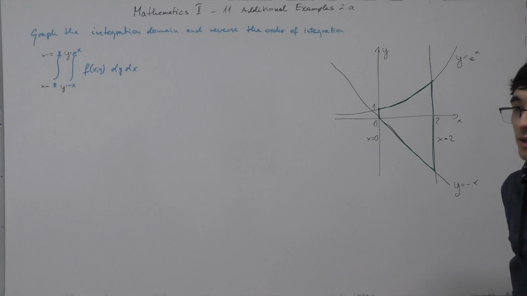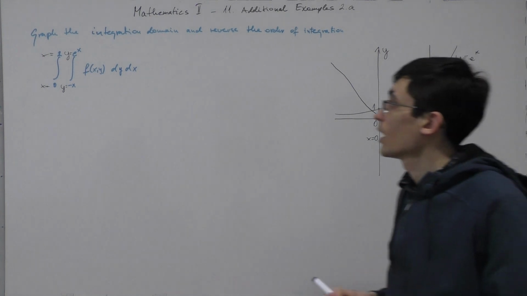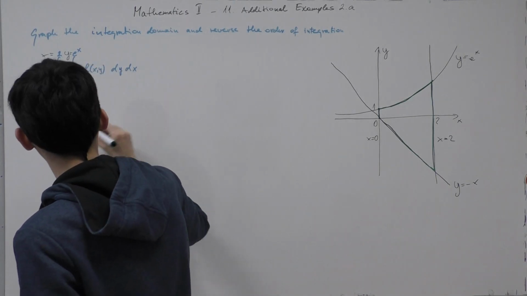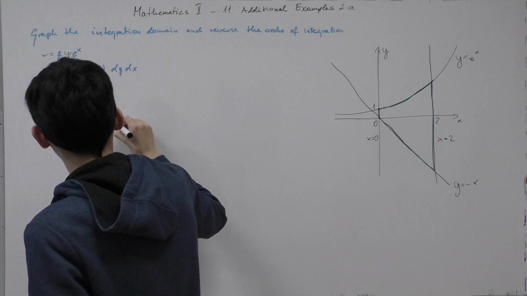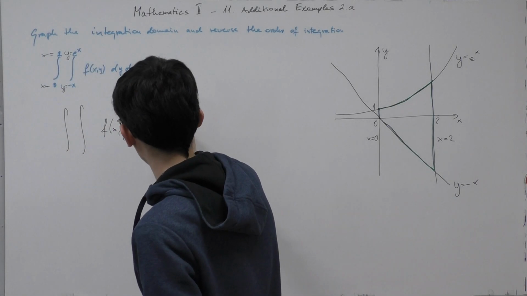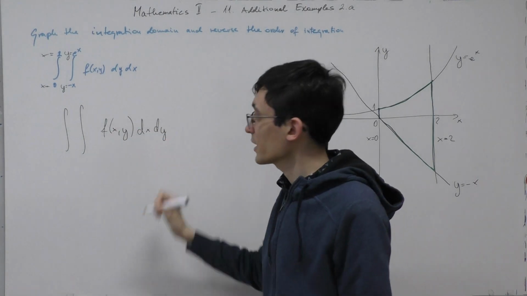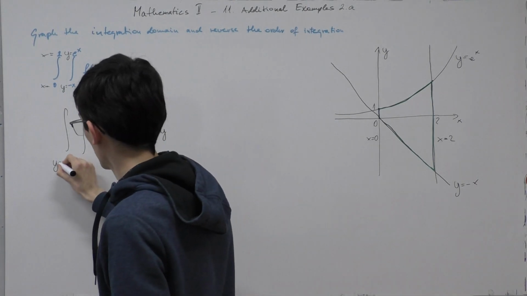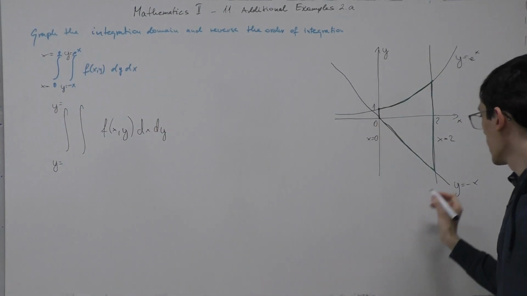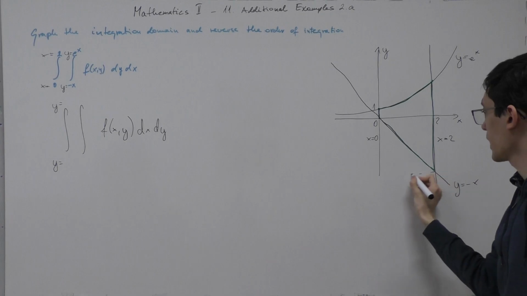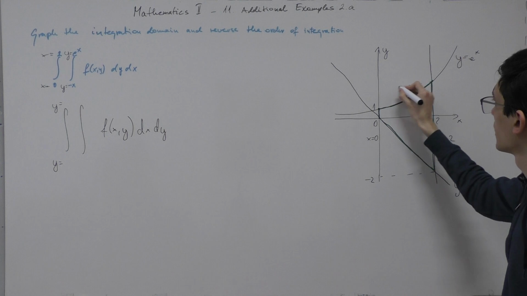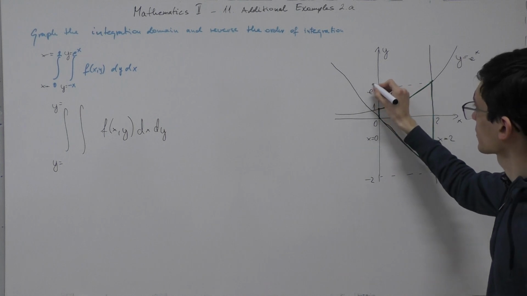Now, for reversing the order of integration, we should first write out what we want. We will need to integrate first by x, then by y. So now y is outside, so we need the minimum and maximum values of y. We can see here that y goes from negative 2 to e squared.